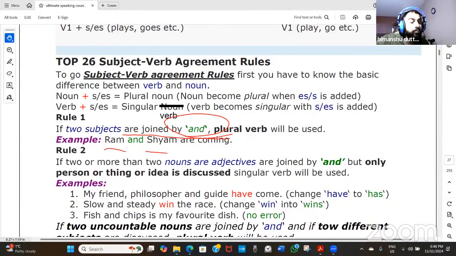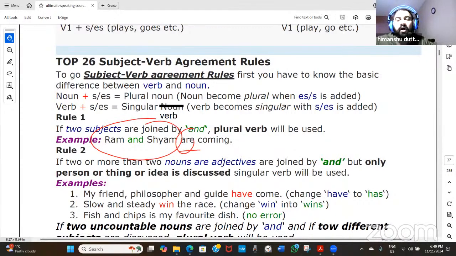It will be plural. Ram and Sham both cannot be the same. Sham is a different person. Ram is a different person. So that's why both are different. Both are two in number. The subject is two in number. That is why we have used the plural verb with that. That is why are is used with Ram and Sham. So Ram and Sham are taking are just because the subject is plural. The subject is plural. That is why are is used over there.